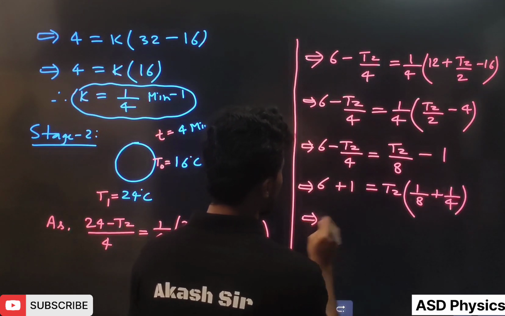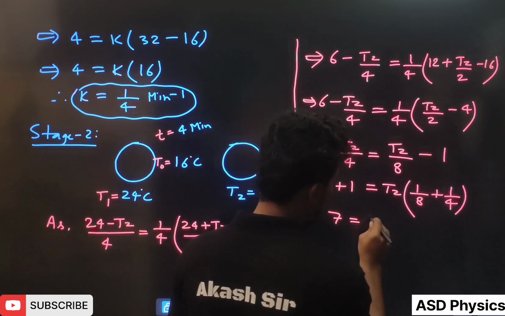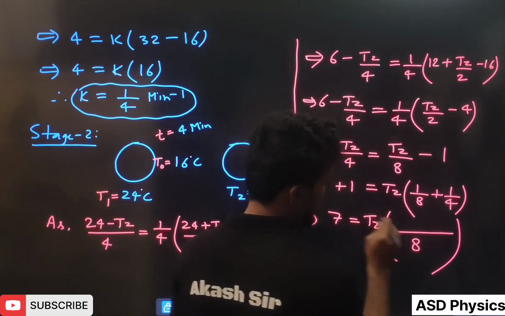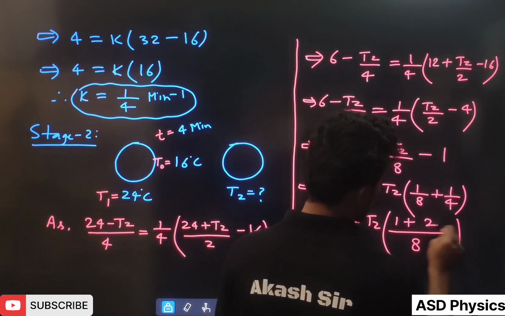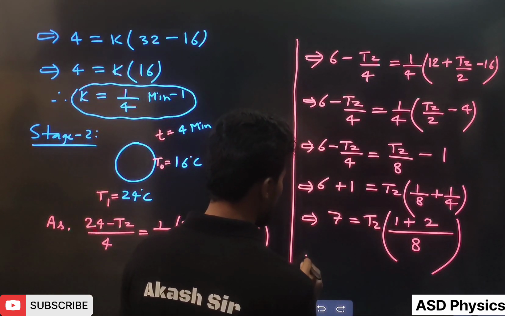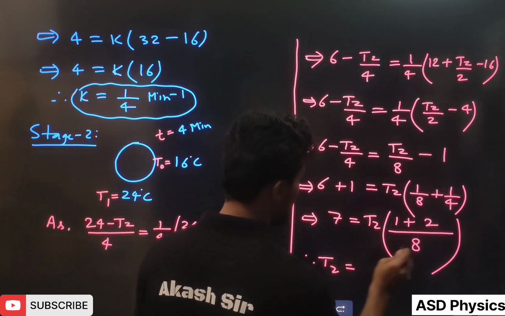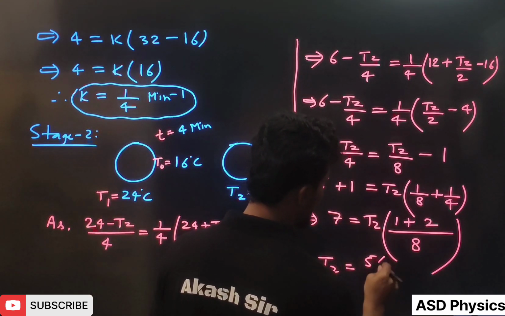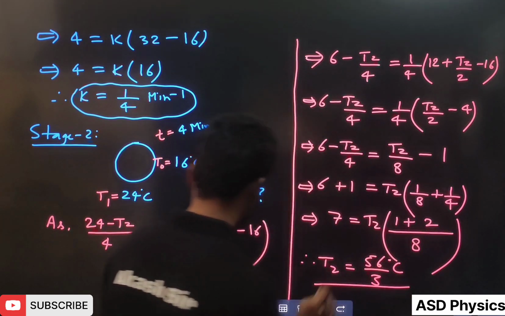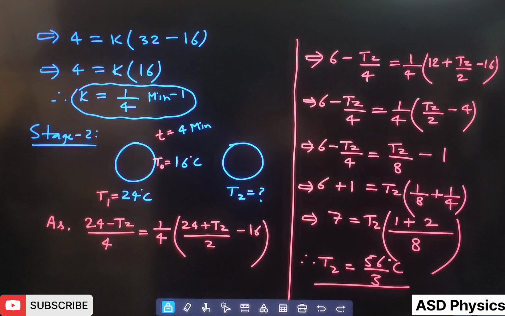Okay, so we can write 7 is equal to T2. Take the LCM. LCM is 8. So it will become 1 plus 2, correct? 4 2 is 8. So when you simplify, the T2 value will come 8 into 7, that means 56 by 1 plus 2, which is 3. So 56 by 3 degrees Celsius. T2 value is coming 56 by 3 degrees Celsius, students.